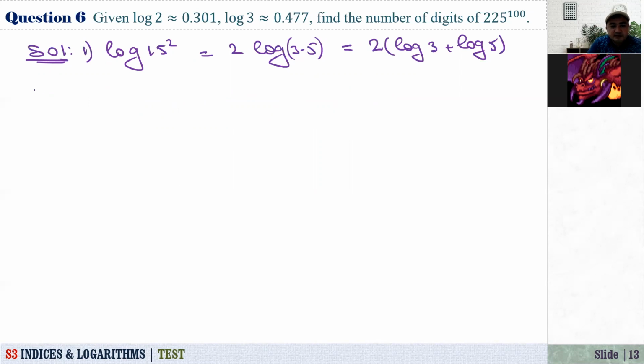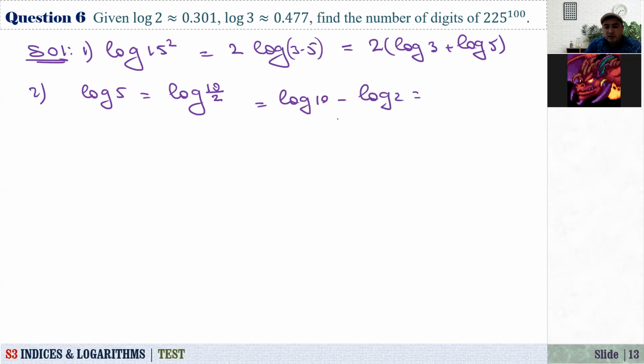Okay, that's the first step. Let me just do step by step. Log 3, we know what is that, but log 5, how can I express log 5 in terms of log 2? So this log 5, I can just write it as log of 10 over 2. That's equal to log 10 minus log 2. And what is log 10? That's equal to 1. And log 2 is 0.301, so that's equal to approximately 0.699.